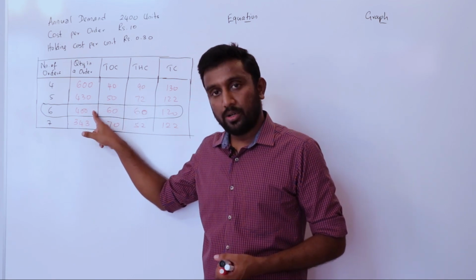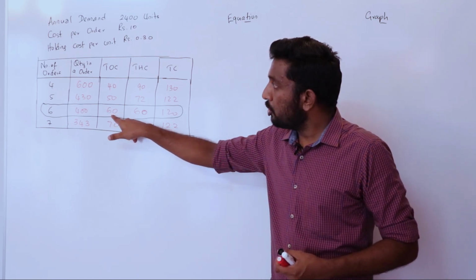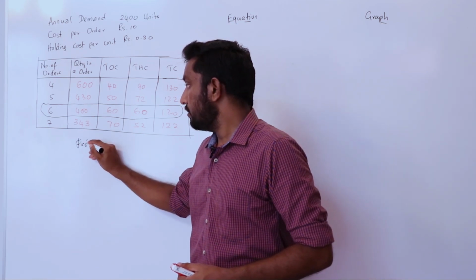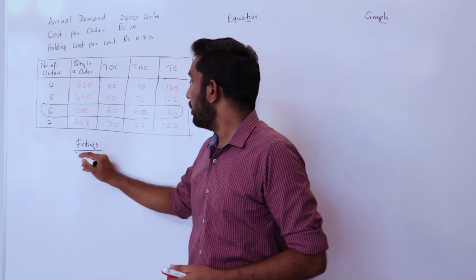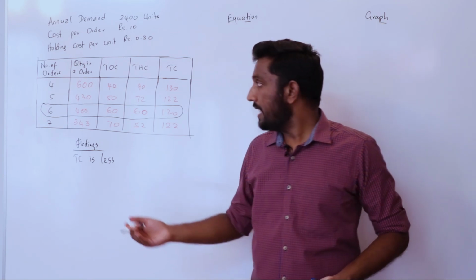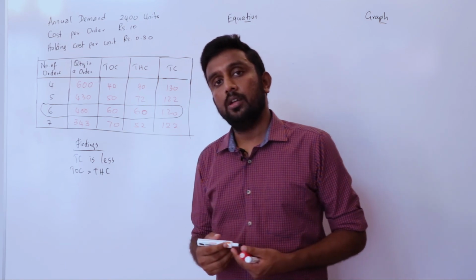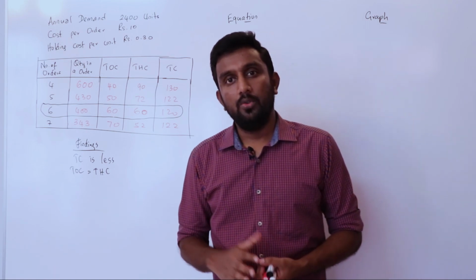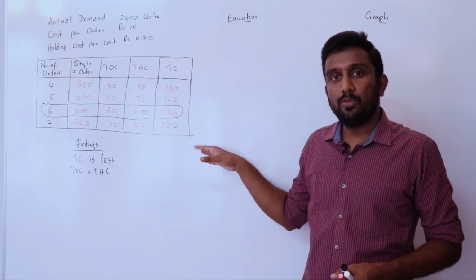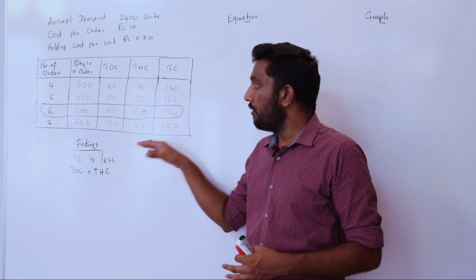In this scenario, it is 400. The other important finding from the table is that my total ordering cost equals my total holding cost. So the findings are: total cost is least, which is the definition of the EOQ, and the second one, the total ordering cost equals the total holding cost. So in EOQ, the economic order quantity, the total holding cost equals the total ordering cost. That is one of the methods to find the EOQ, which they don't test you on in your final exam, but it is the easiest way to understand and find the EOQ.